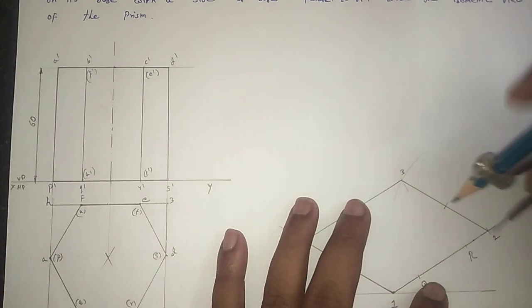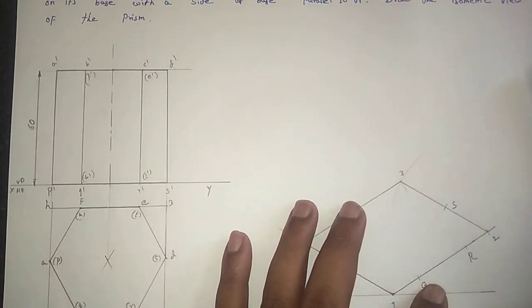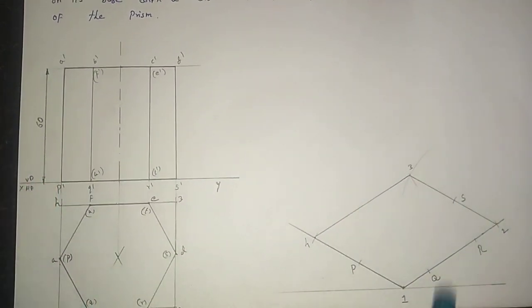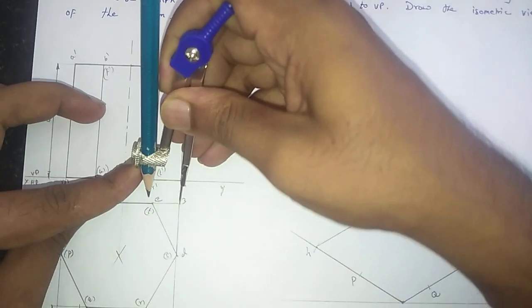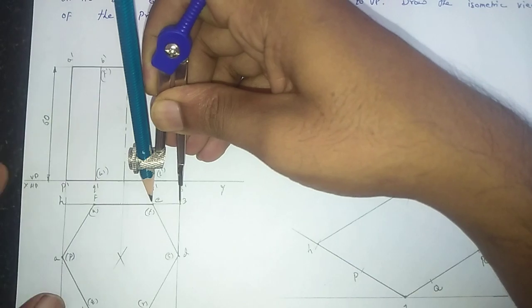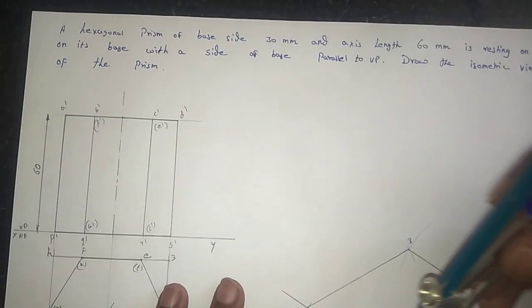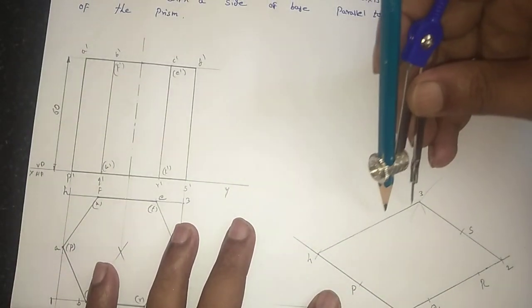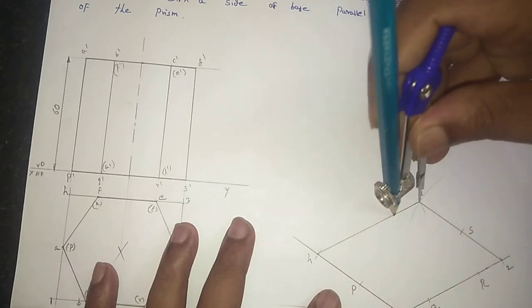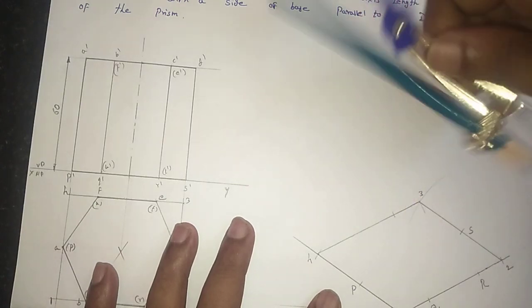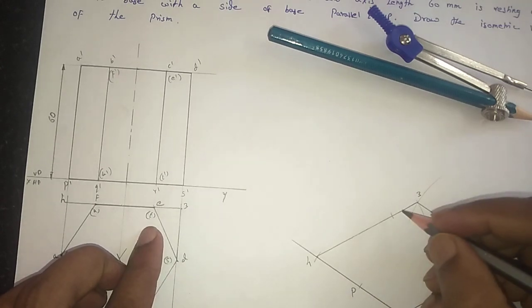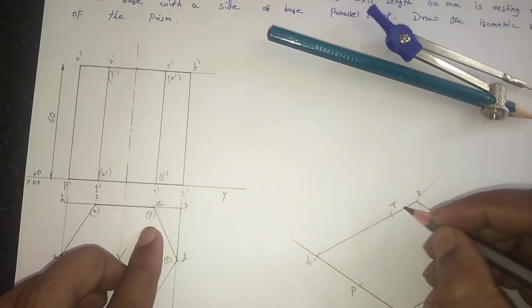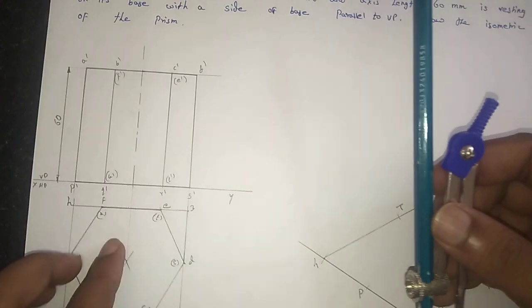Mark the point S. And measure the distance between 3 and E on the top view. E is located on the line 3 and 4. Place the compass in this diagram, on the point 3, and mark the point T. Okay, here the base point is T, and the next point is U.